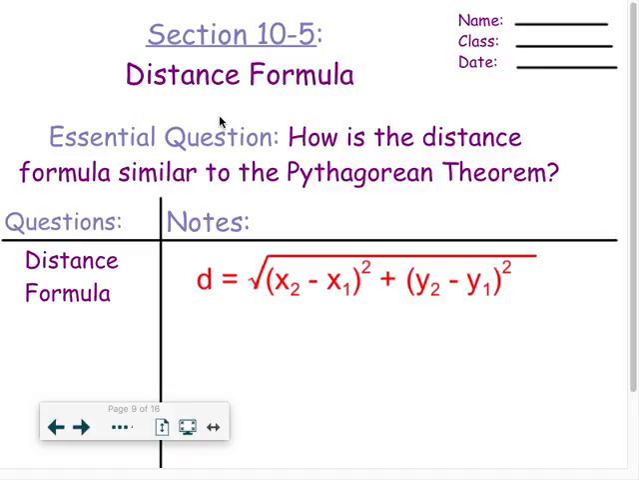Lesson 10.5, Distance Formula. Our essential question is, how is the distance formula similar to the Pythagorean theorem? We have one new vocab word today, and it's distance formula. This distance formula, d equals the square root of x2 minus x1 squared plus y2 minus y1 squared, can be used to find the distance between any 2 points on the coordinate plane.